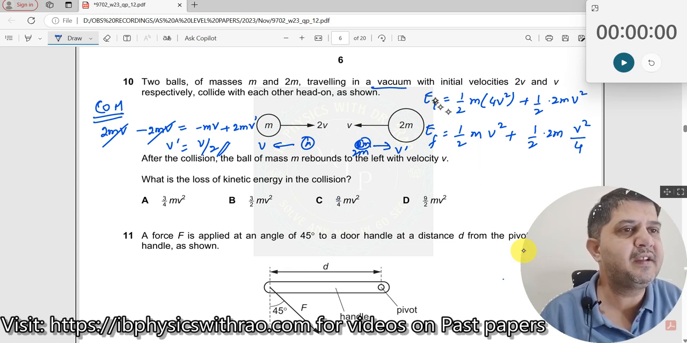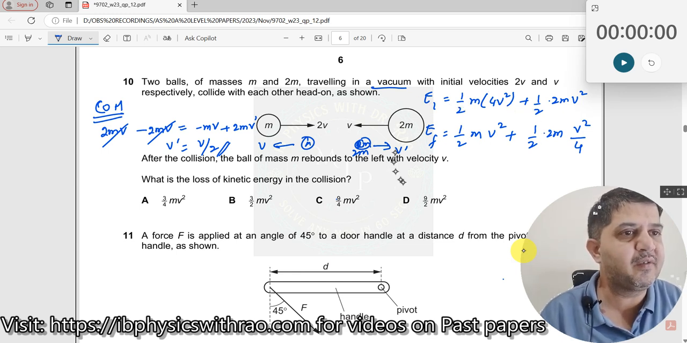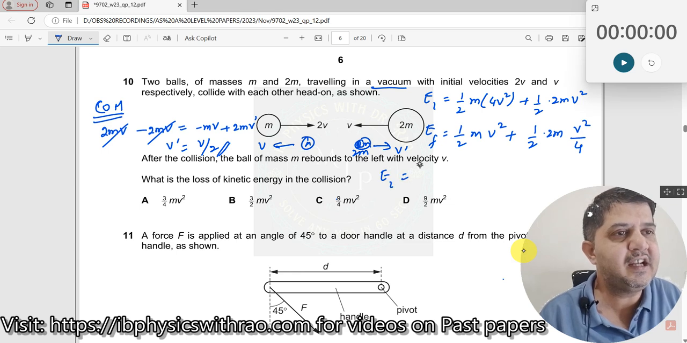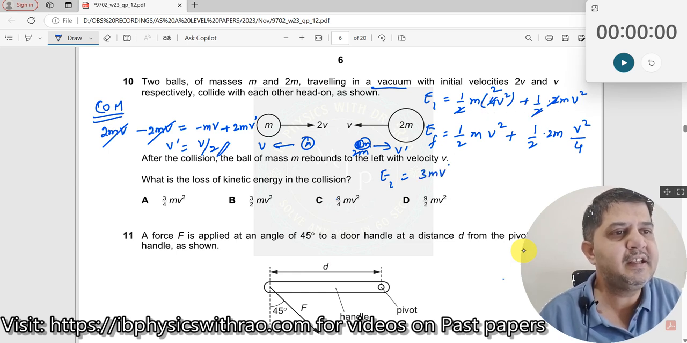We have substituted all of them. Now we have to find the difference. Ideally they should be equal, but if you find some difference, that means some energy has been lost. So let us calculate E initial. It is 2 mv square plus mv square, which is 3 mv square.